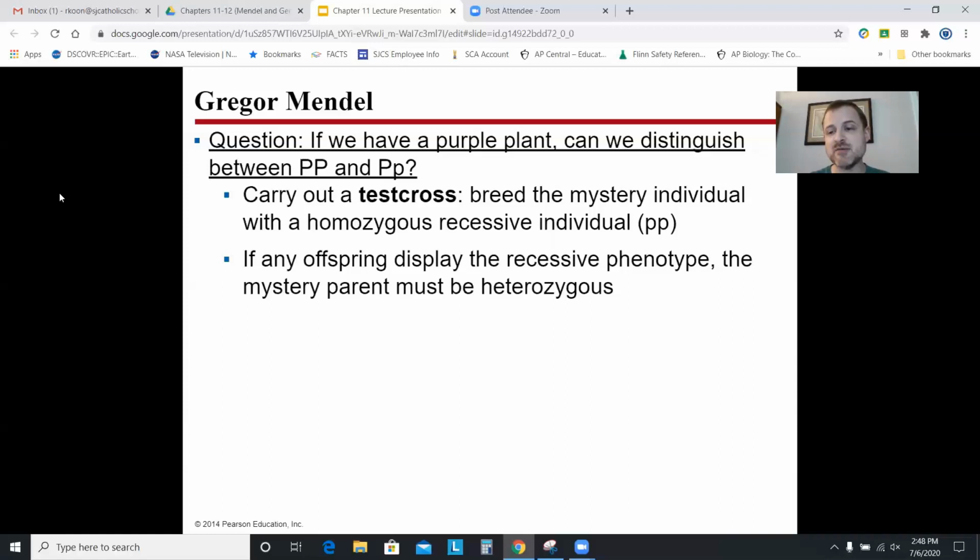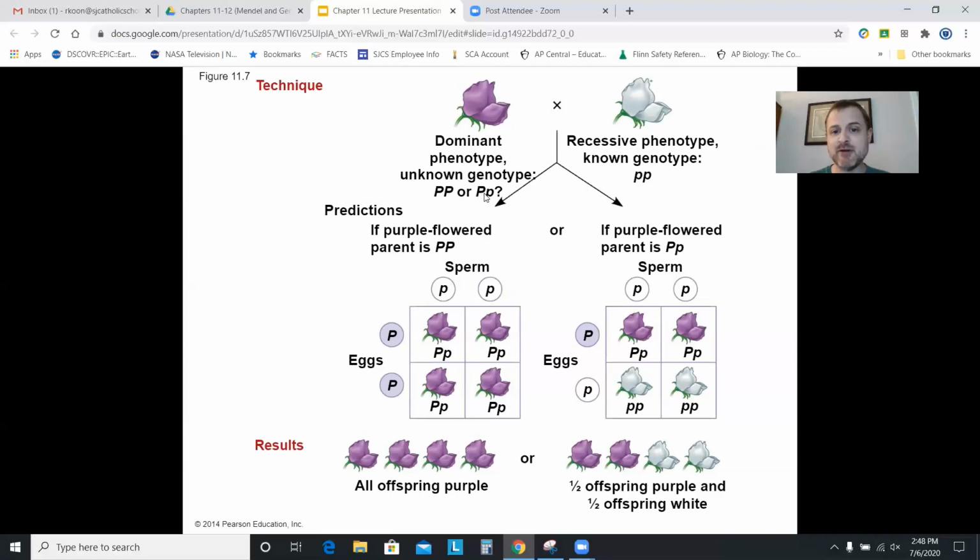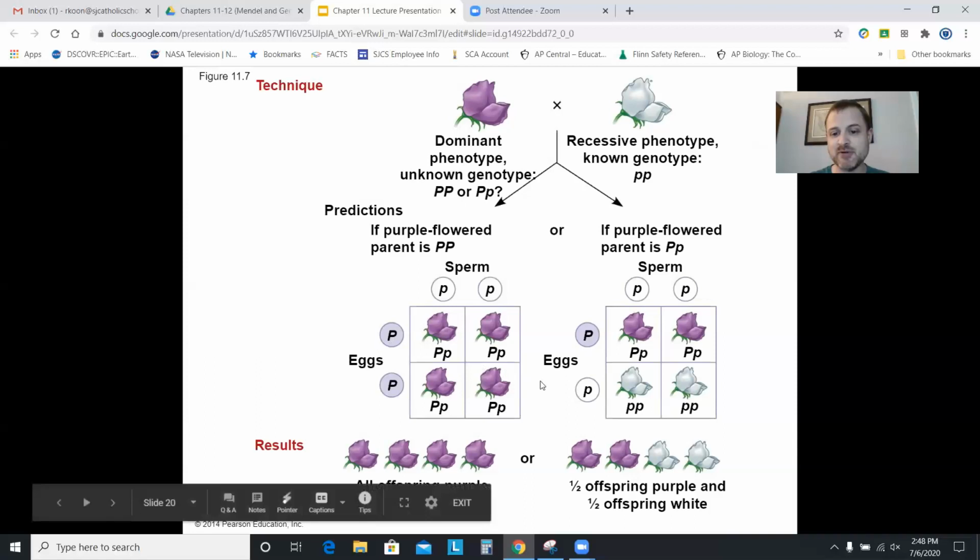This just shows, so I have a dominant flower. Is it big P, big P or big P, little p? Cross it with recessive. If it's big P, big P, they're all purple. If it's big P, little p, half are purple and half are white.